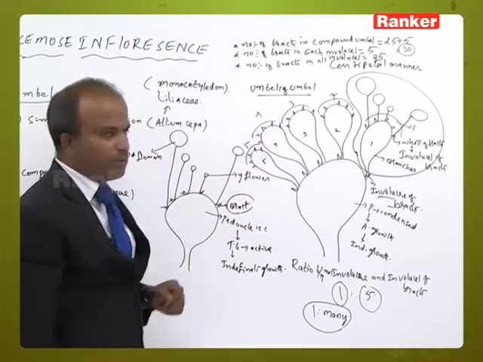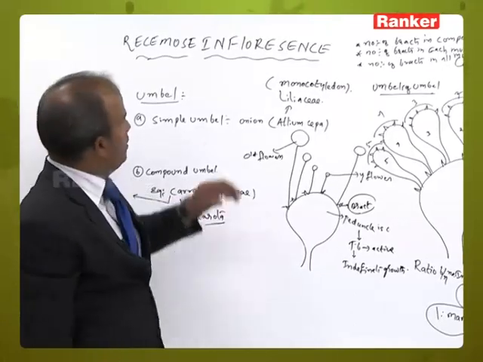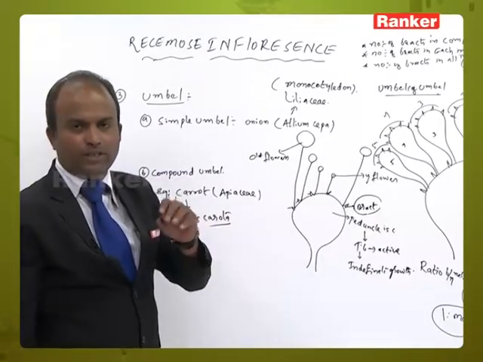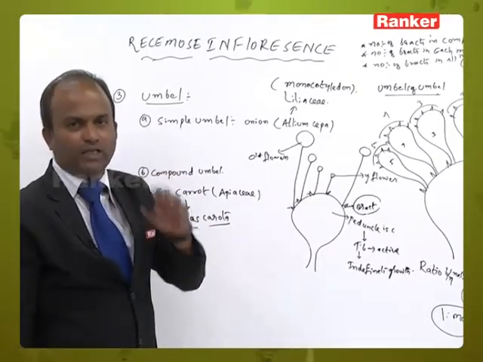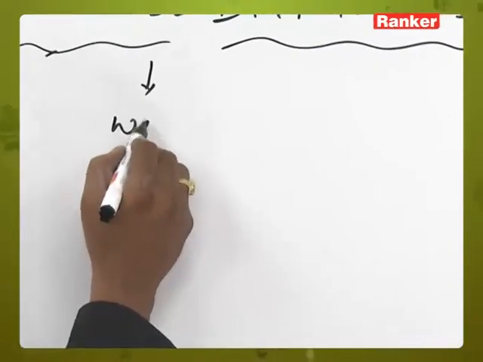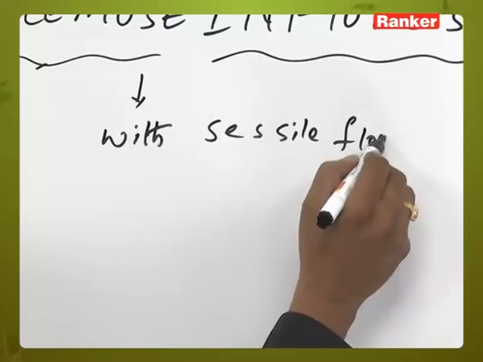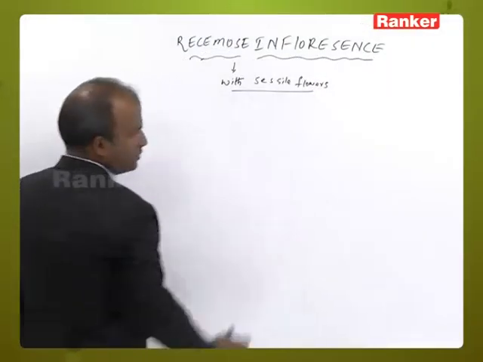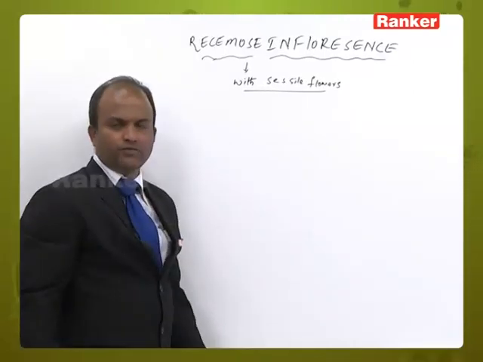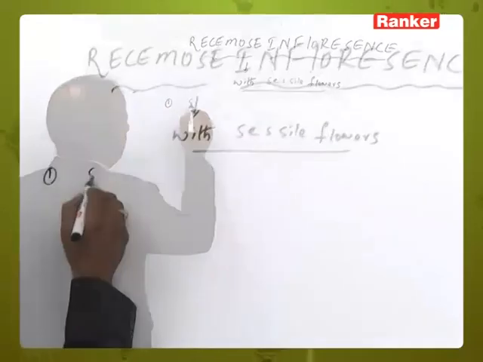This completes the compound umbel. That means we have already completed the racemose inflorescence with pedicellate flowers. Now we are moving to racemose inflorescence with sessile flowers. In this, what is the first one? Spike.